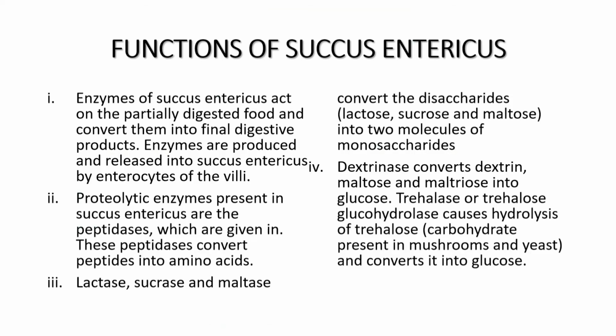Enzymes of succus entericus act on the partially digested food and convert them into final digestive products. Enzymes are produced and released into succus entericus by enterocytes of the villi. Proteolytic enzymes present in succus entericus are the peptidases, which are given in the table. These peptidases convert peptides into amino acids.